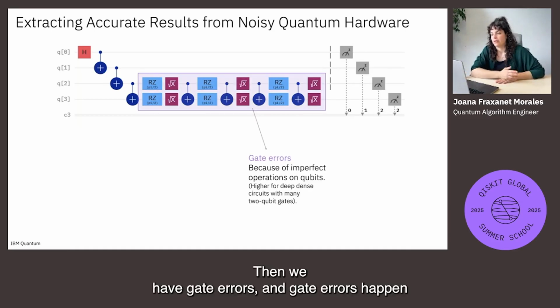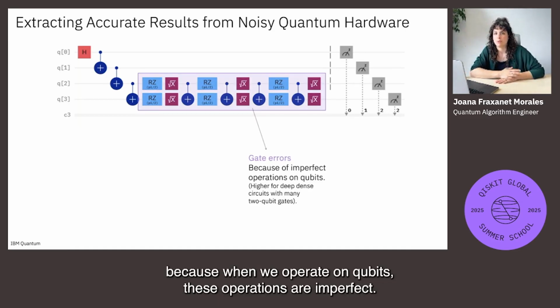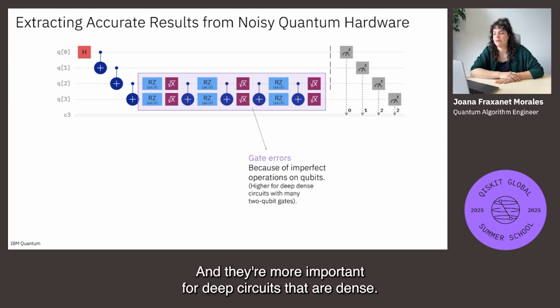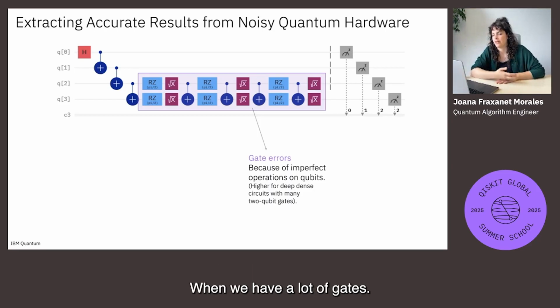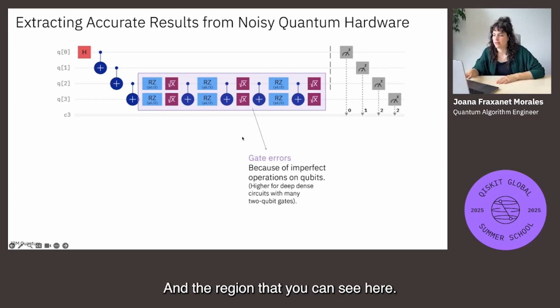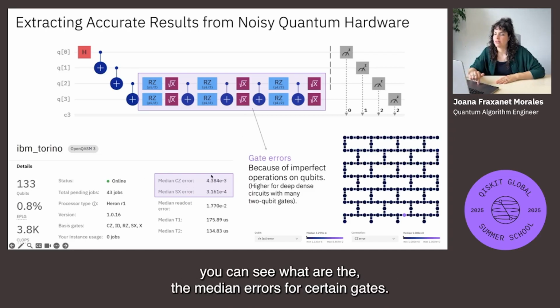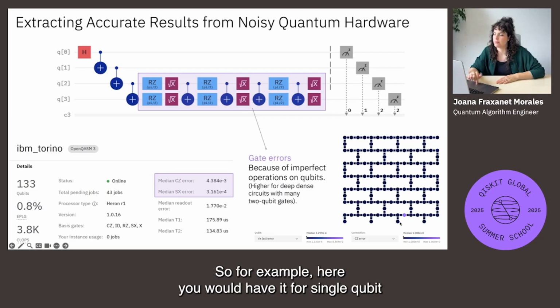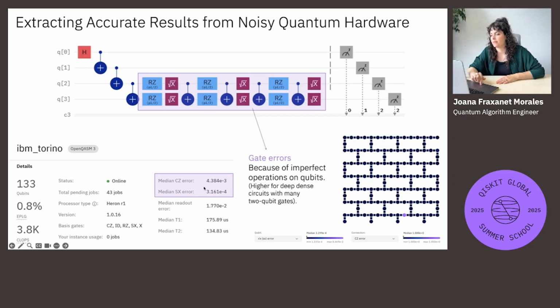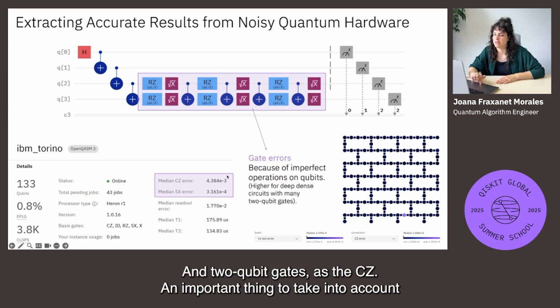Then we have gate errors. Gate errors happen because when we operate on qubits, these operations are imperfect, and they're more important for deep circuits that are dense, so when we have a lot of gates, as in the region that you can see here. Also, when looking at the characteristics of a device, you can see the median errors for certain gates. So, for example, here you would have it for single qubit gates such as the SX, and 2 qubit gates such as the CZ.